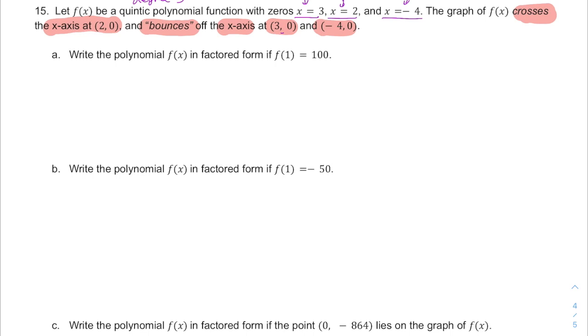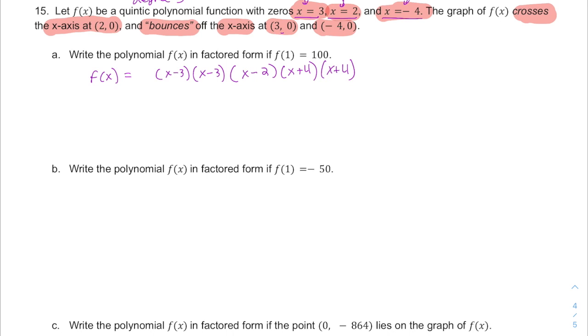So our basic polynomial that we can write in factored form would just look like f of x equals x minus 3, x minus 3. That's our x equals 3 solution with a multiplicity of 2. Then x equals 2 gives us x minus 2 from here. And x equals negative 4 gives us x plus 4, x plus 4 for our multiplicity of 2.